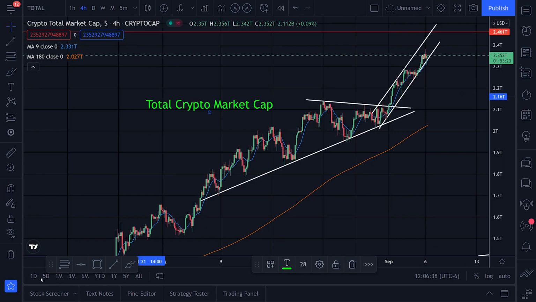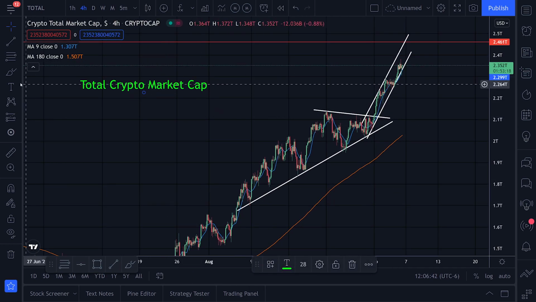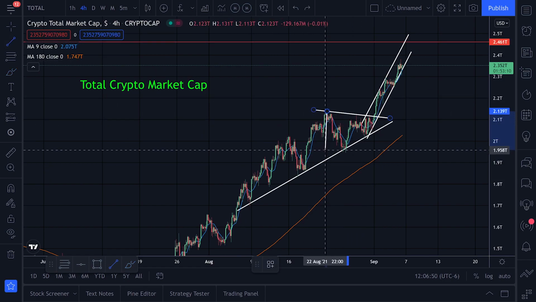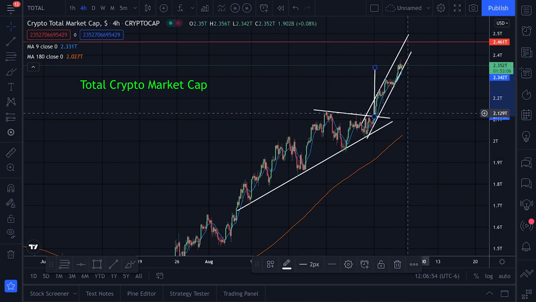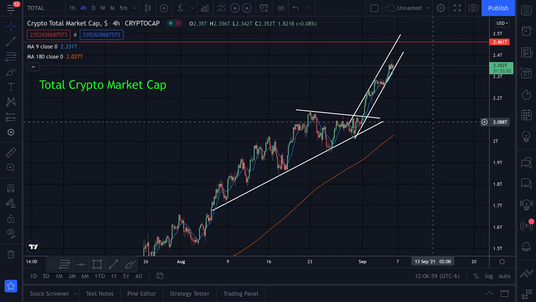Alright, so we're looking at the total crypto market cap right now, and like we've been watching on my channel, this triangle pattern, something right here. We had a target from the top to the bottom of this triangle, dragging that to the breakout somewhere up here, and we were looking at 2.33 trillion. Right now, we're sitting at 2.35 trillion.